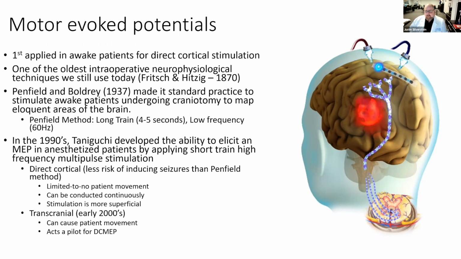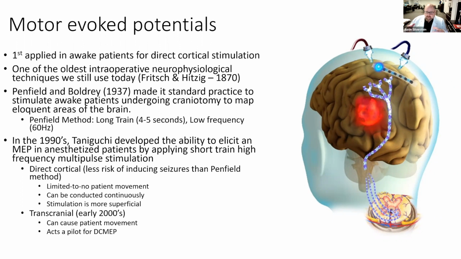We do this direct cortically when we place a strip or a grid on the brain directly. And when we do this, it's less risk of inducing a seizure than the long train. You're not stimulating for 5 seconds, you're stimulating for less than a millisecond. And there's no patient movement. We're looking at a response recorded from electrodes placed in a muscle. So it's a very microscopic response compared to those gross movements that you see when doing the Penfield method. And what's nice about these types of motors is that you can do them continuously throughout a procedure.